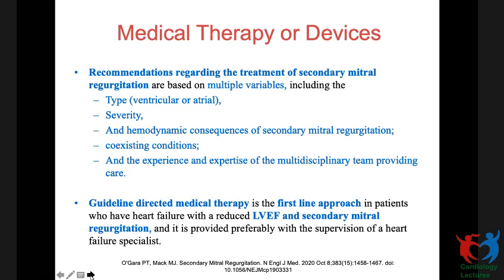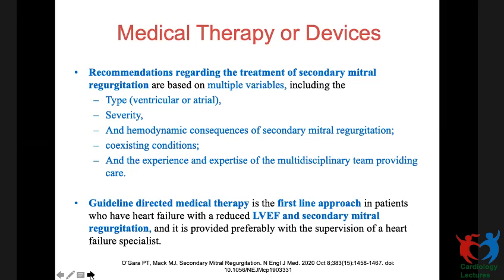And regarding the medical therapy or devices, there is a lot of confusion regarding the treatment of secondary mitral regurgitation, because various trials have shown non-improvement of secondary mitral regurgitation despite devices or surgeries. So, we will go into detail regarding the medical, surgical, and transcatheter therapies henceforth.